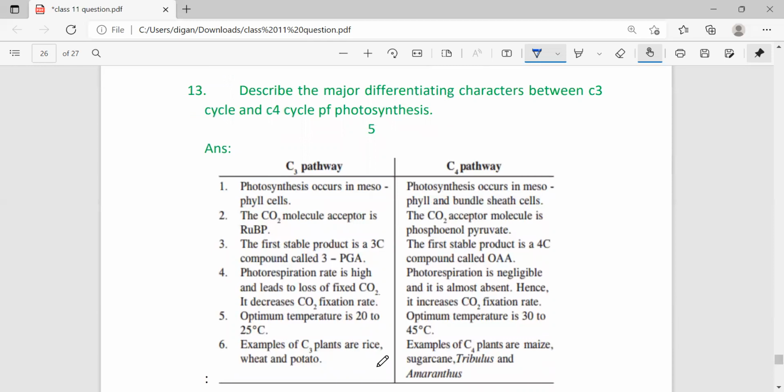So this is the botany section of the question paper of 2018. In my next video, I am going to discuss the zoology section of this question paper.